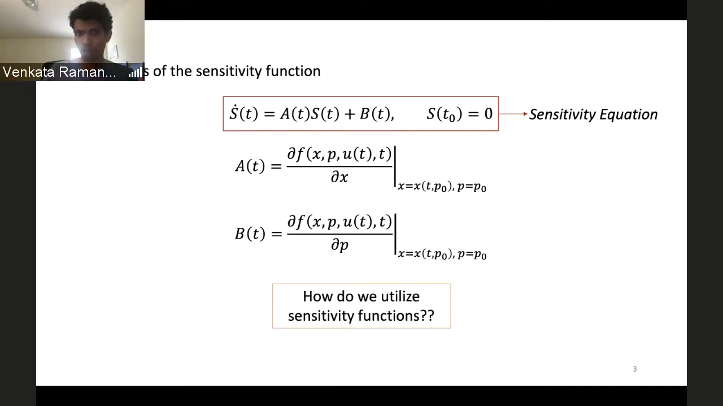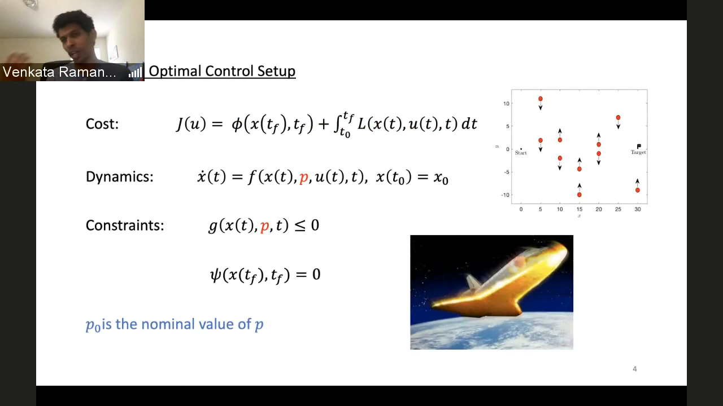So now that we can talk about variations in the state or the system with respect to parametric variations using these sensitivity functions, how do we utilize these sensitivity functions to talk about planning under uncertainty? And one idea is trajectory desensitization, but before I get into that, let me just introduce some notation to the problem or the subsequent problems that I'm going to discuss in this presentation.